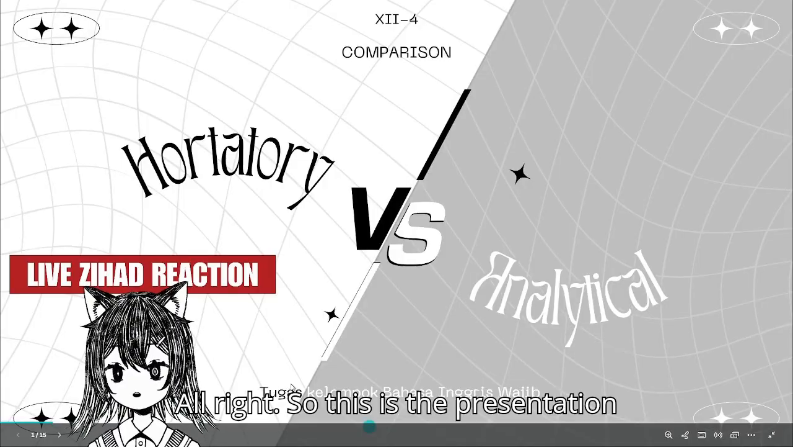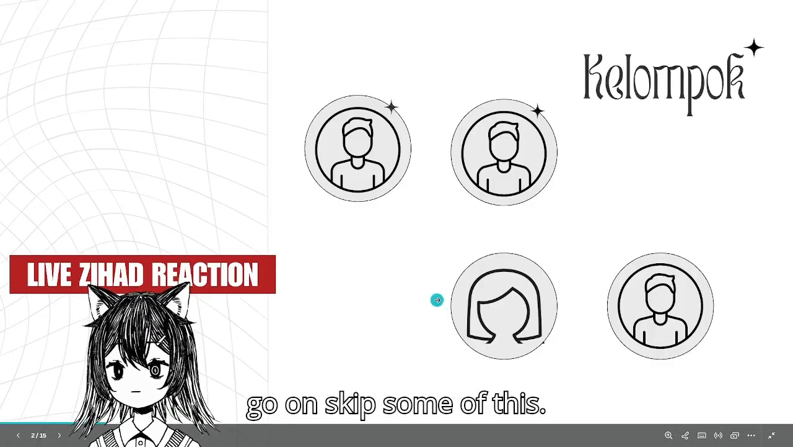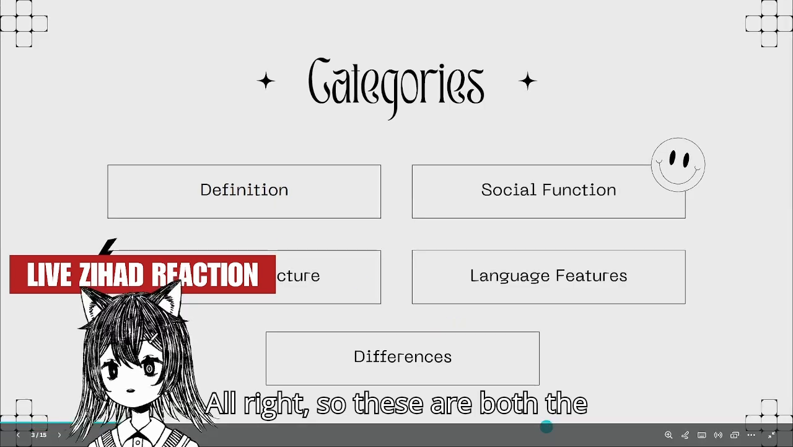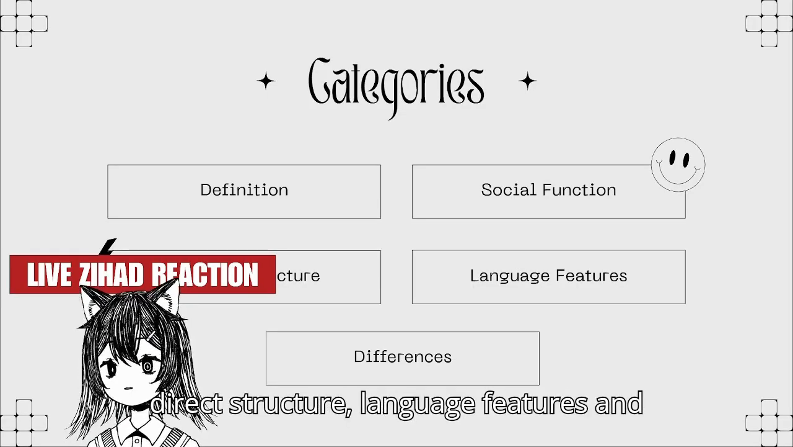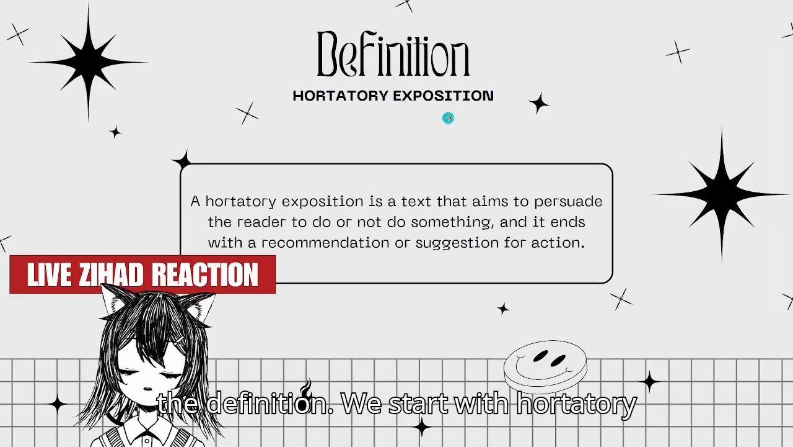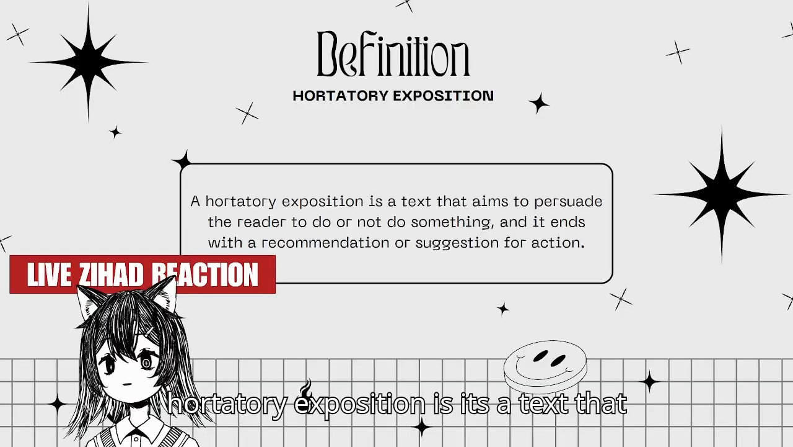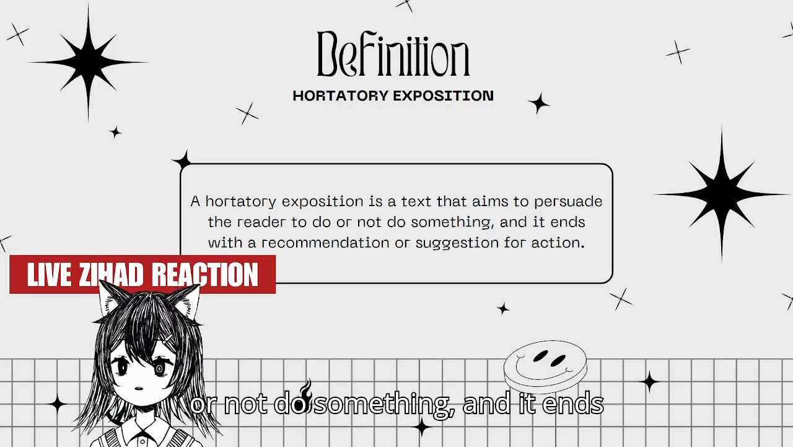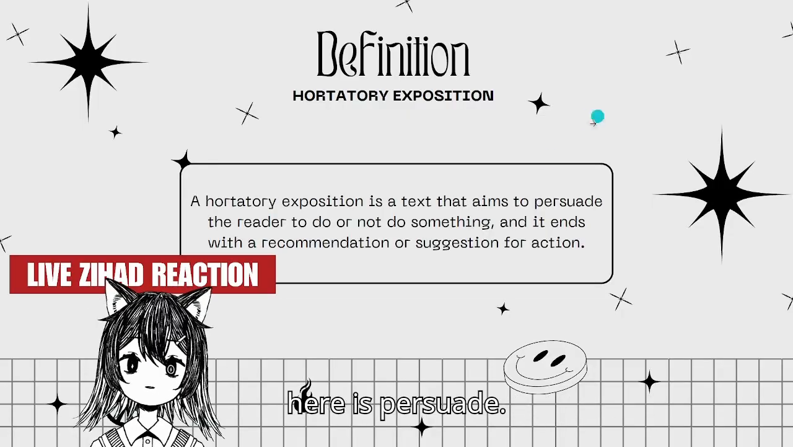Alright, this is the presentation I've prepared. These are the categories: first, the definition, then the social function, generic structure, language features, and their differences. Let's start with the definition, beginning with hortatory exposition text. The definition of hortatory exposition is a text that aims to persuade the reader to do or not do something, and it ends with a recommendation or suggestion for action. Keep in mind, the keyword here is persuade.